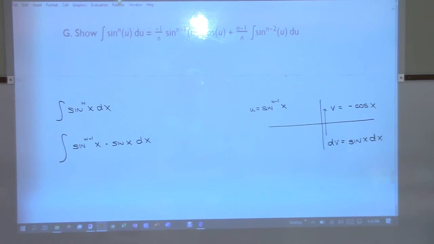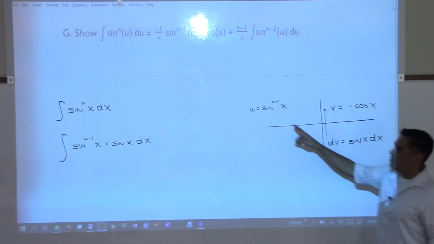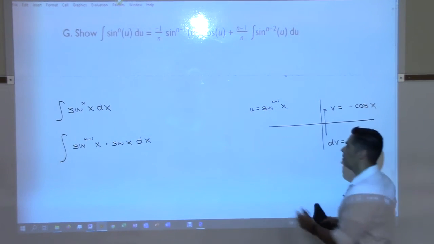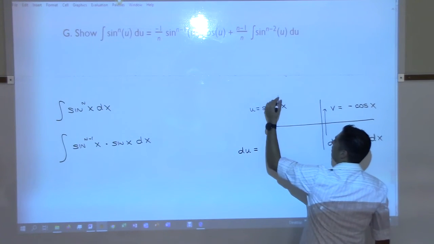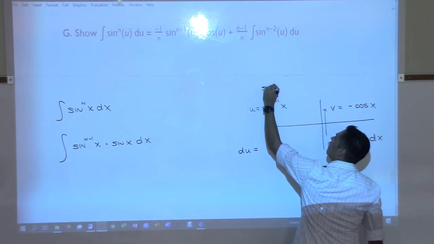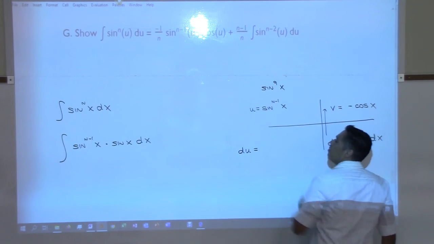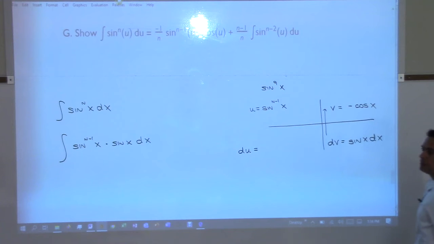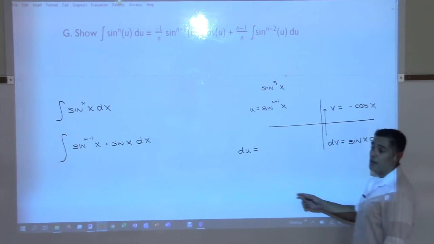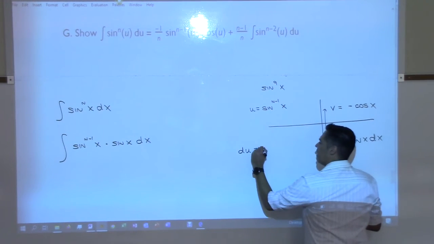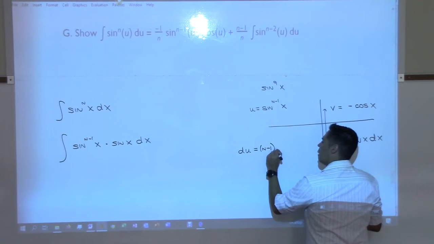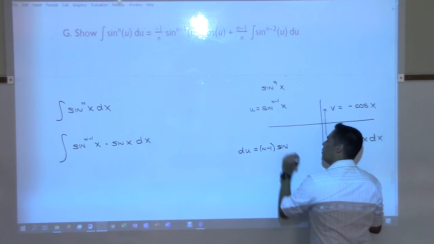Let's see. How about Charles? Where's Charles? Charles? You get the harder one. You have to differentiate that. So what would the derivative of this be? And just think about, if you need to, in your mind, imagine that sine to the 9th x. How would you differentiate that? Bring the 9 down, right? But for us, it's not 9. It's what? n minus 1. So I'm going to bring that down, n minus 1. And then sine to what power?